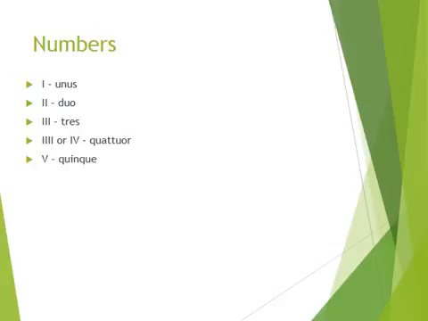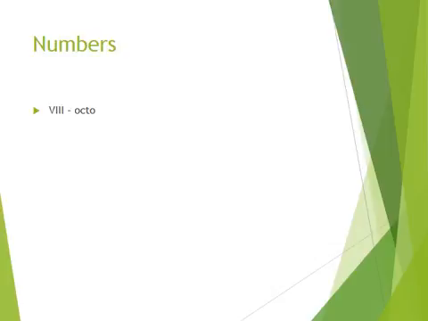Roman numeral V represents 5, so quinque. VI is sex, so 6. VII, septem, 7. VIII is octo. IX, which is 1 from 10, is novem or 9. Then X is the Roman numeral for 10. And then you add 1 to that, XI, undecim.